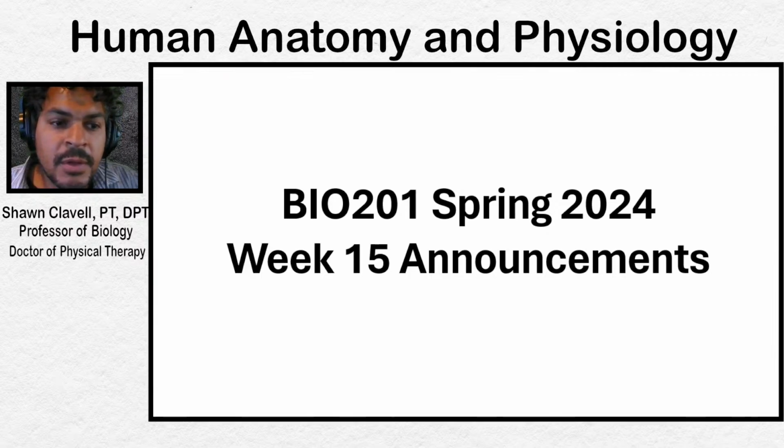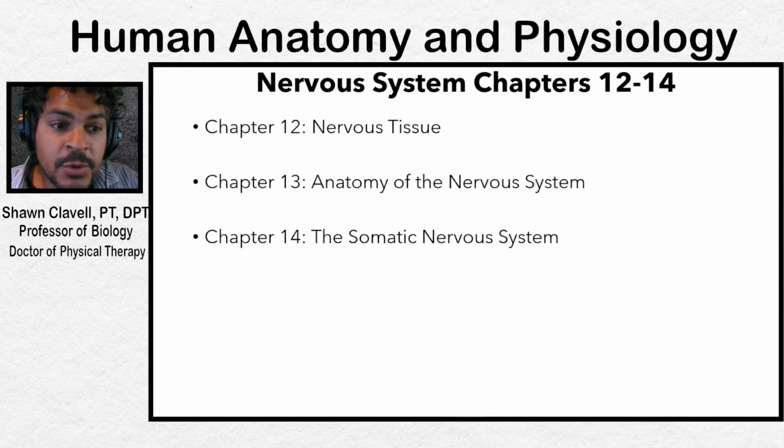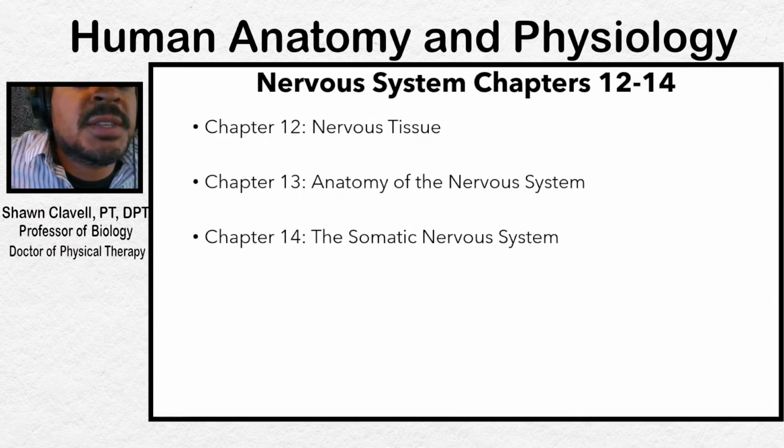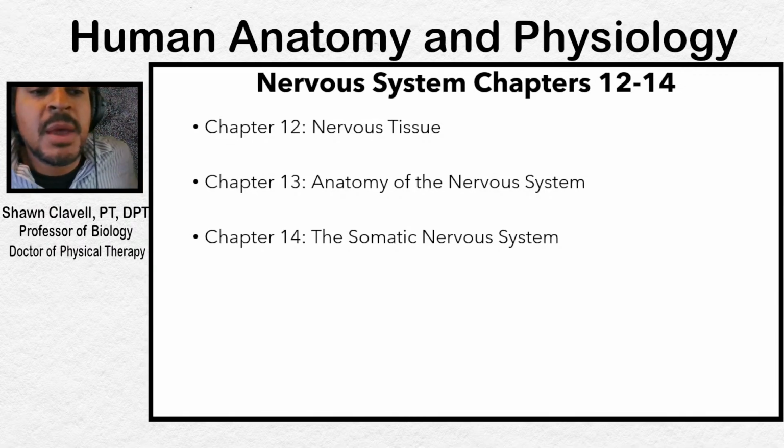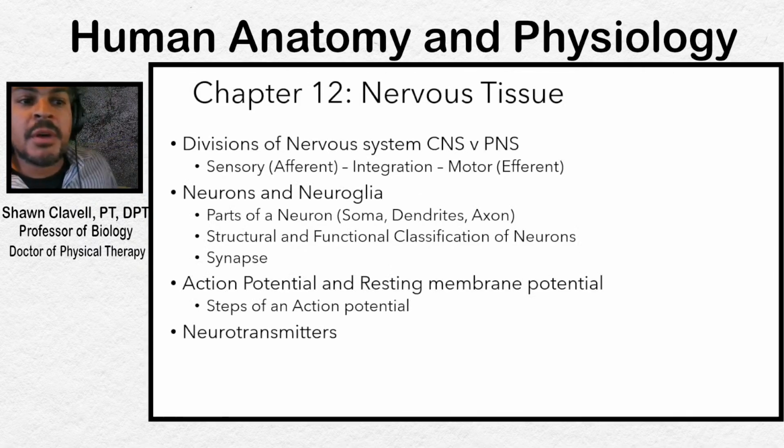this section of the semester, chapters 12, 13, and 14 are being reviewed here. So the nervous system, the anatomy of the nervous system, the somatic nervous system are all the topics that we'll be covering here. The chapter 12 that we kind of reviewed here last week included some of the divisions of the nervous system, including the central nervous system and the peripheral nervous system.